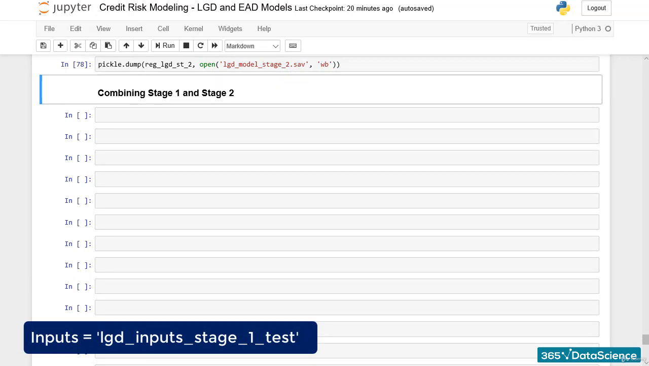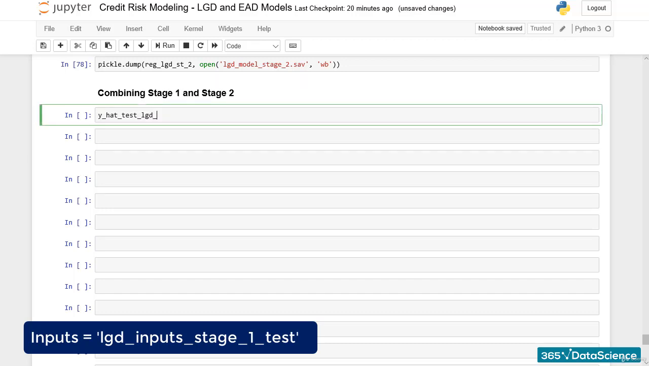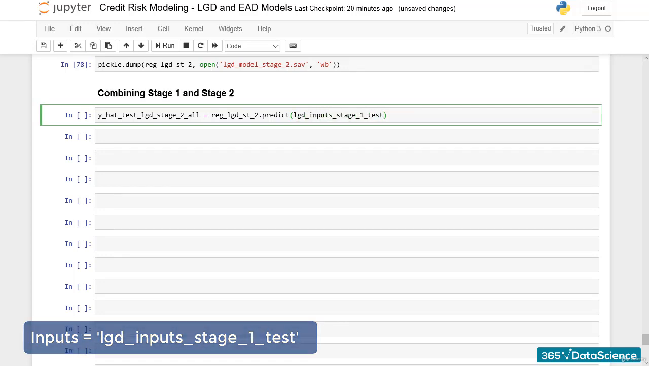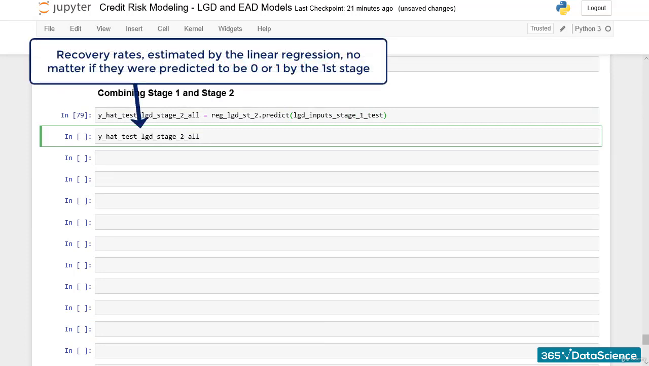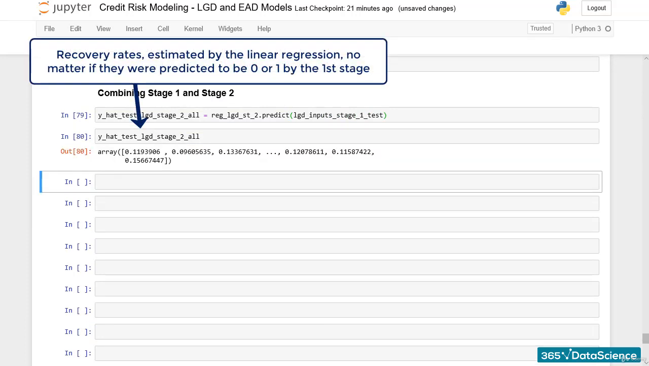Okay, now let's obtain the predictions based on the Stage 2 model. Here we can apply it on the whole inputs data frame. So let y hat test LGD Stage 2 all equal the predict method applied on the linear model regression LGD Stage 2 with the data frame with all inputs as an argument. Great.